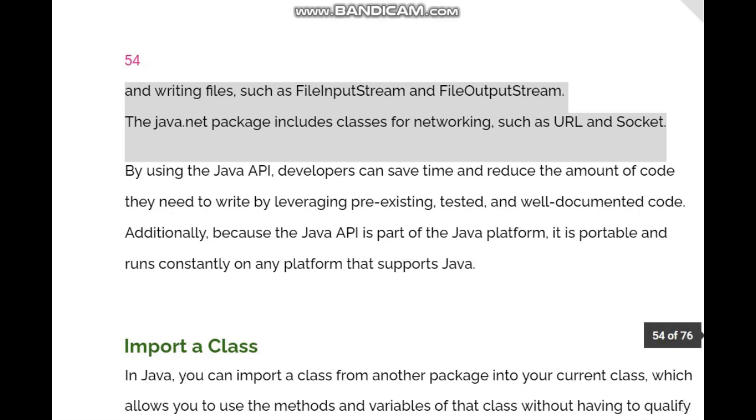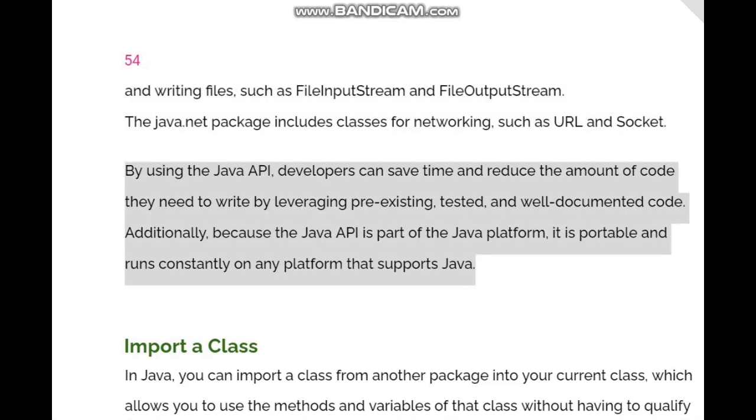By using the Java API, developers can save time and reduce the amount of code they need to write by leveraging pre-existing, tested, and well-documented code. Additionally, because the Java API is part of the Java platform, it is portable and runs consistently on any platform that supports Java.